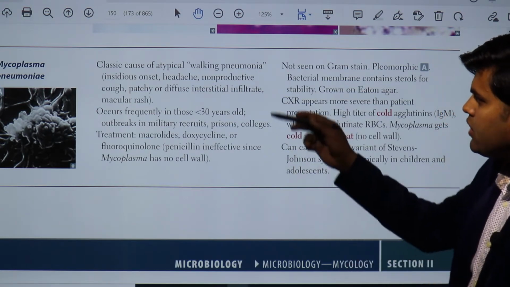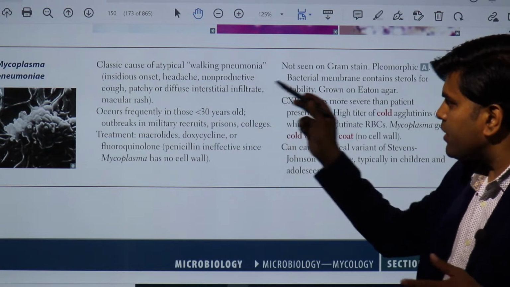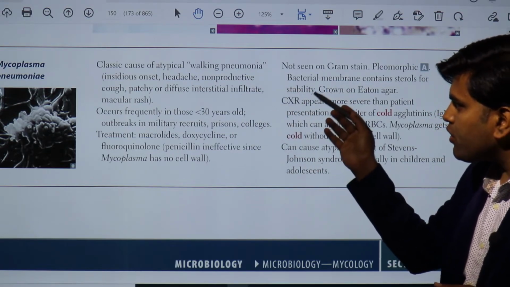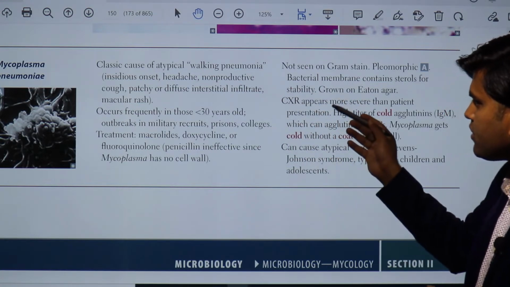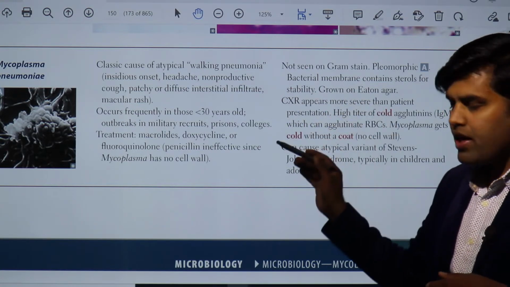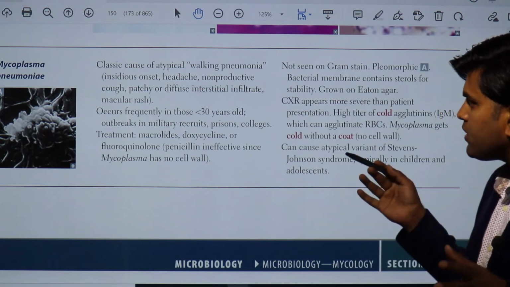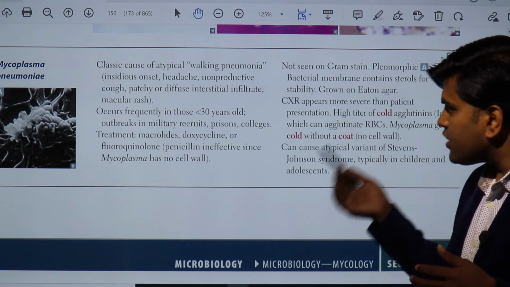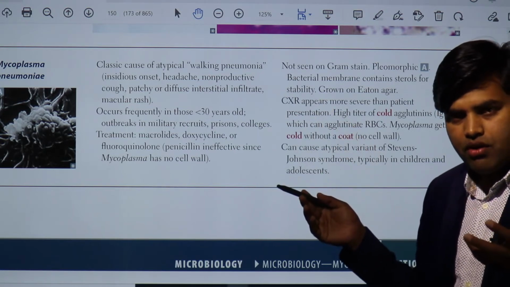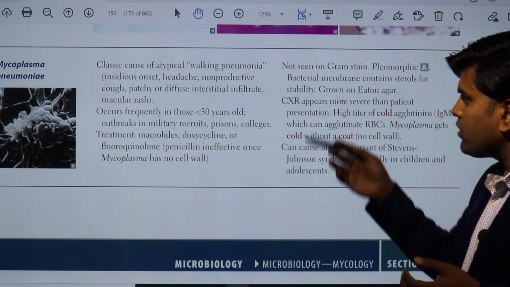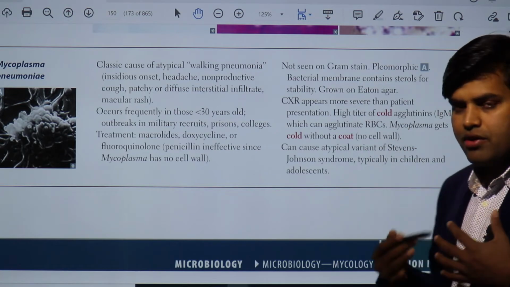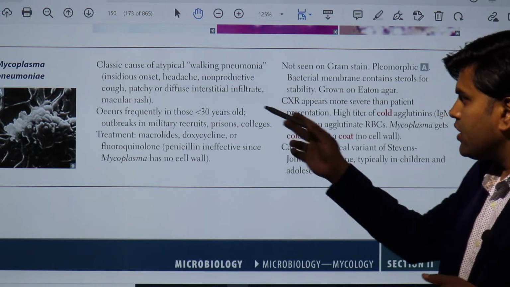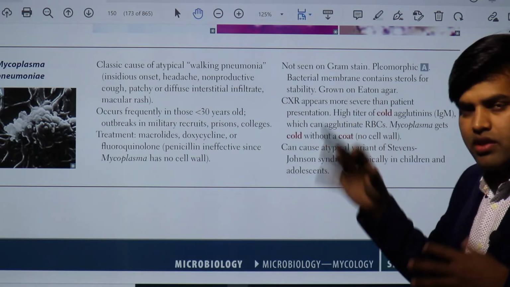Mycoplasma pneumoniae is the classical cause of atypical pneumonia, called walking pneumonia. It has an insidious onset, headache, non-productive cough, patchy or diffuse interstitial inflammation, and macular rash. So what is the patient developing? An insidious onset, not a sudden onset. There is headache, there is a non-productive cough, a dry cough where nothing comes out, and patchy or diffuse interstitial infiltrates. In the chest x-ray, you will see patchy infiltrates in one location or diffusely across the lung fields.